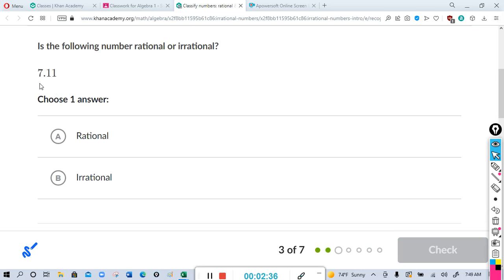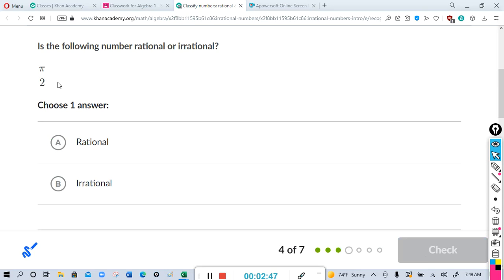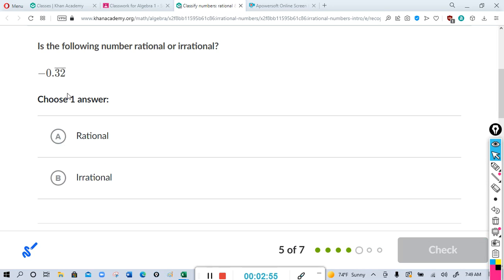All right, 7.11. This is a limited decimal. It does not continue. It doesn't keep going, so that's rational. Pi over 2, we said pi is irrational. Even if you divide it by 2, it's still irrational. Negative 0.32 repeating. Okay, 0.323232. It's repeating, so that's rational.